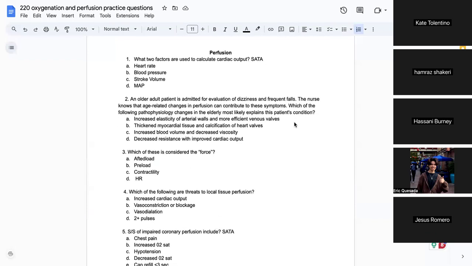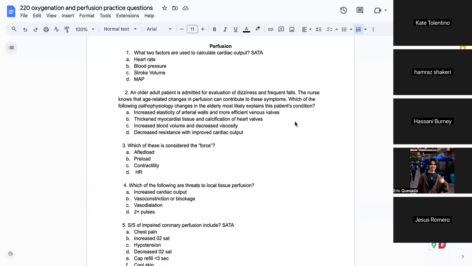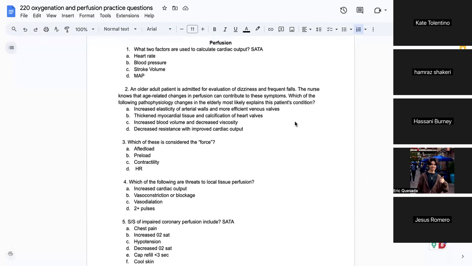All right. We're going to move on to perfusion. I only have 12 for this one, so it should be a little faster. Okay, so number one, what two factors are used to calculate cardiac output? And this is a SATA.